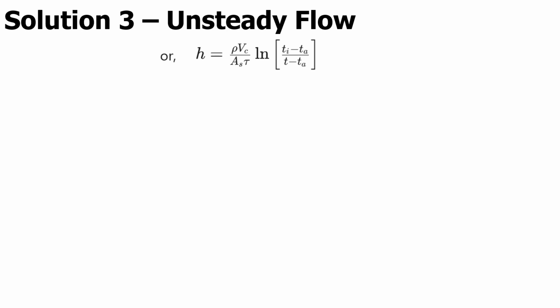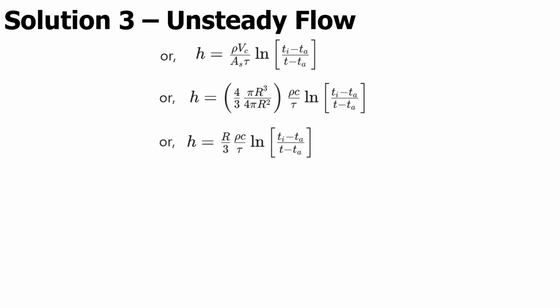and so for a sphere, the volume to surface area ratio, V over AS, is equal to R over 3, and so substituting this, that's how we rewrite that equation. Now, all we need to do is substitute all the known numerical values into this simplified equation.